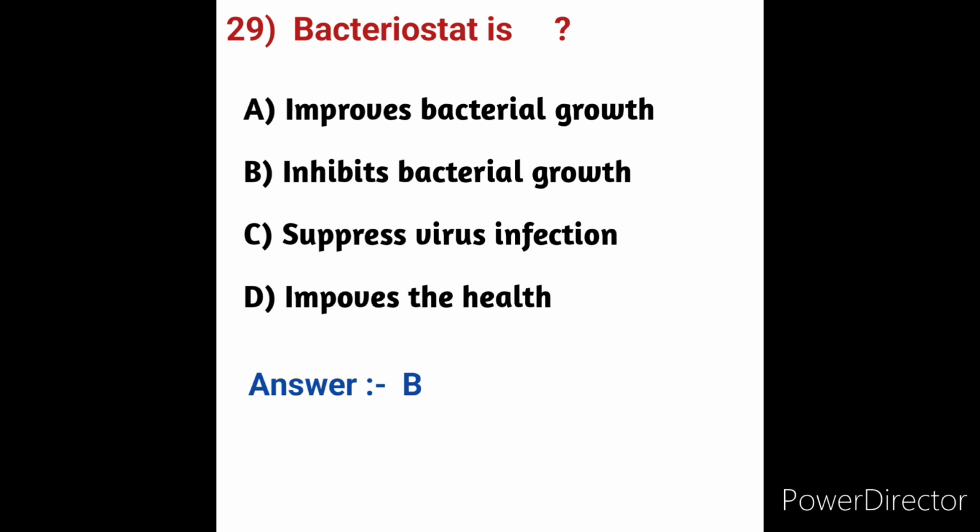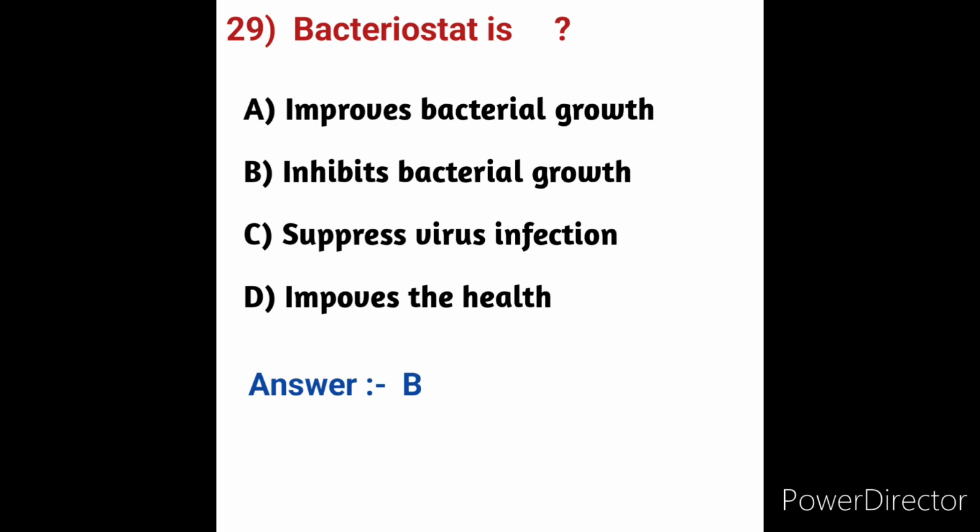Next move on to question number 29. Bacteriostat. Bacteriostat is, options: Option A, improves bacterial growth. Option B, inhibits bacterial growth. Option C, suppress virus infection. Option D, improves the health. A substance or preparation that inhibits further growth of bacteria is called a bacteriostat. Here option B is the correct answer. Bacteriostat inhibits the bacterial growth.